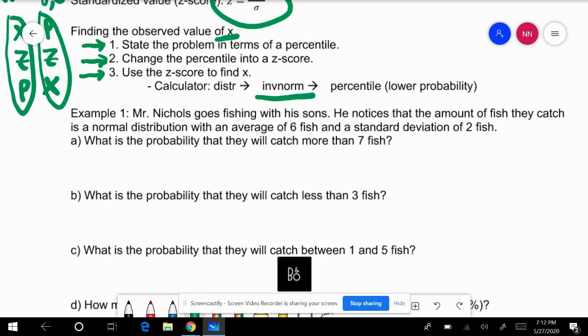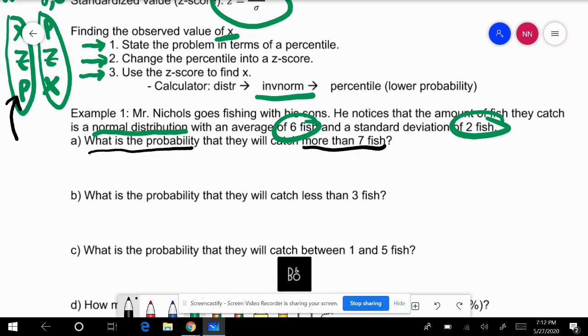So we have our word problem. I go fishing with my sons, and I notice that the amount of fish that I catch is a normal distribution. Whenever a problem says normal distribution, either you're going XZP or PZX. They tell us that the average number of fish is 6 and the standard deviation is 2. Now, if we're looking at the first one, we're trying to find the probability. So this is what we did before. We're trying to figure out our probability of more than 7 fish.